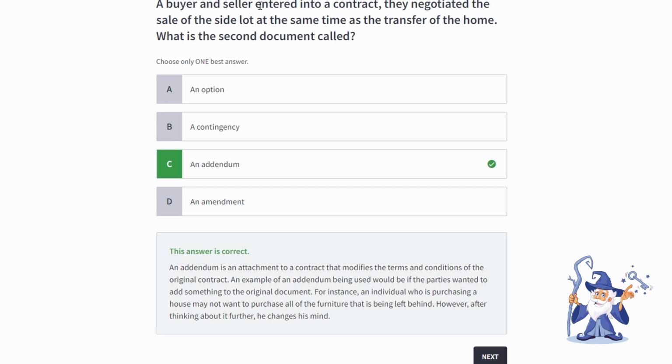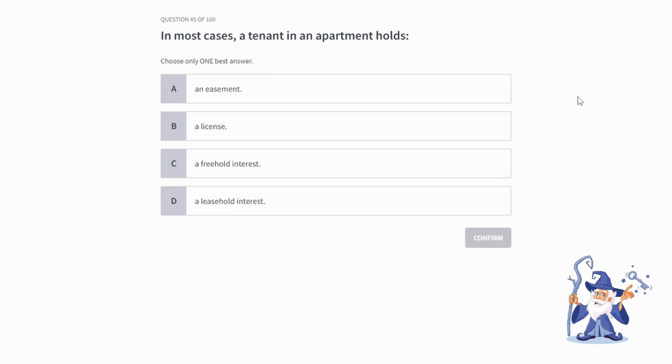So the key hint to this problem is right here. It says the buyer and seller entered into a contract. So again, they already entered into that contract, so they need to attach something to it. That would be the addendum. An example of an addendum being used would be if parties wanted to add something to the original document. For instance, an individual who is purchasing a house maybe doesn't want to purchase all the furniture that is being left behind. However, thinking about it further, they change their mind, so they would have an addendum. Makes sense? Alrighty, next one.